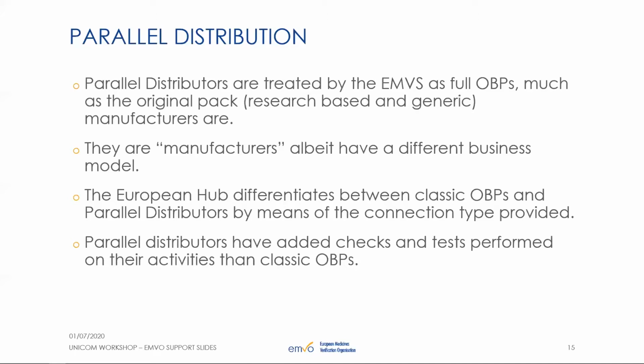So parallel distribution is linked to parallel importers, parallel distributors, that are companies seen as manufacturers because their objective is to bring some drugs in a bulk way from one market to another. So they are seen in the EMVS system, in the EMV organization, as full OBP, OBP standing for onboarding partner. Basically, an OBP is an organization that is allowed to load serial numbers in the EMVS.